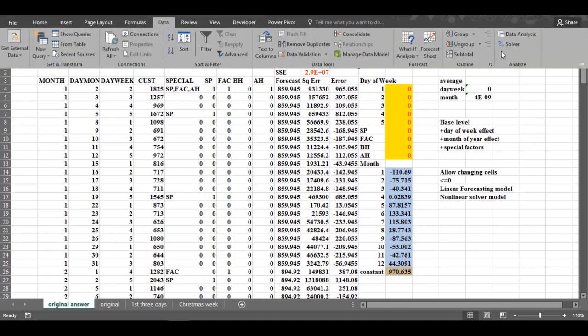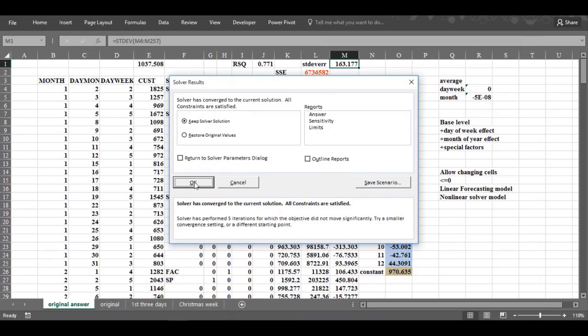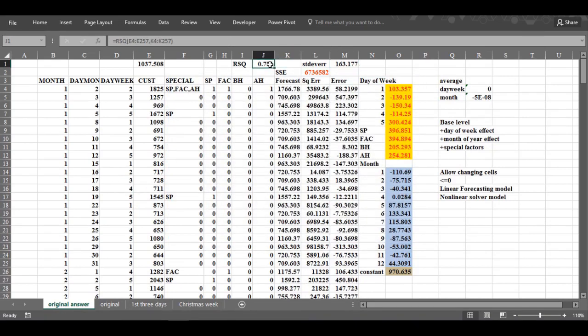Okay, so now what I can do is run the solver. I have a bad set of changing cells. Okay, this should work. Okay, there we go. That's the right answer. We've explained 77% of the variation in the customer account.